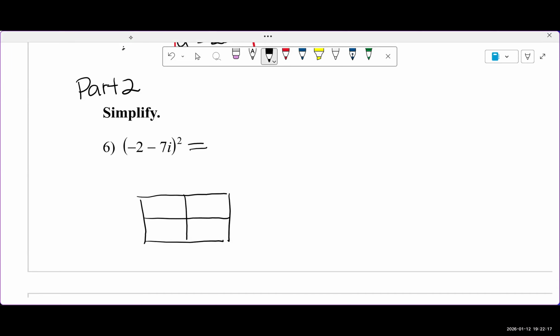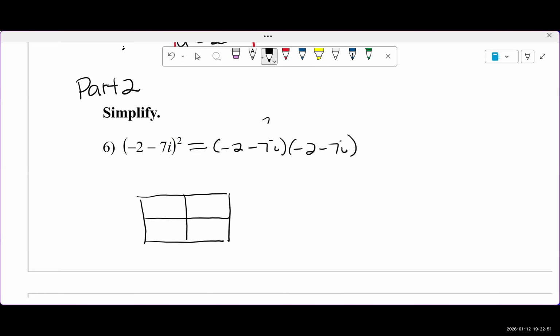Okay, number 6. Now, this says to simplify. It's going to feel like we're not really simplifying, that we're really expanding, but it's going to become more simple in the end. So, step 1, this thing is being squared. So, step 1 is to expand it out.